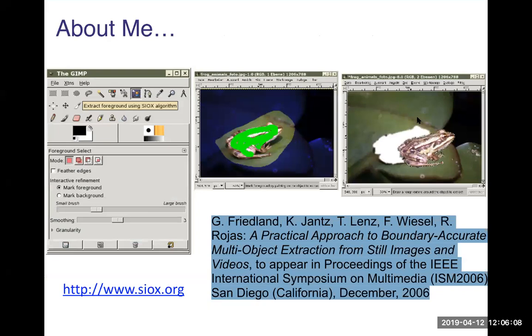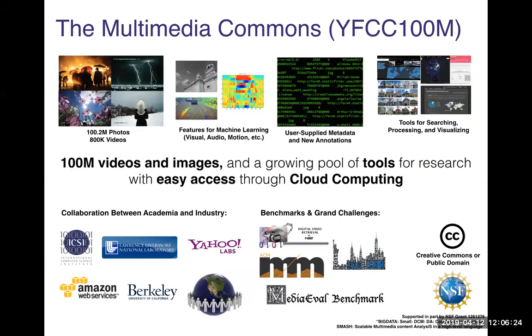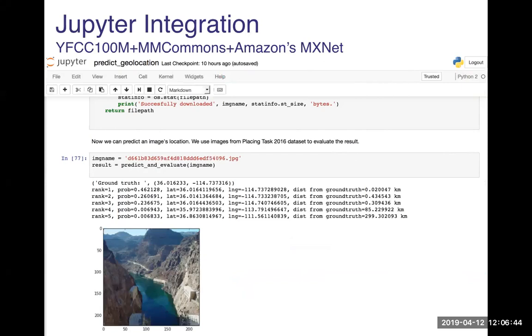Just about me, I've done AI for a long, long time. For example, something I did for my PhD, in 2006, is still in the GIMP, to automatically extract foreground from background. Much of my later work, mostly in multimedia, was creating a corpus and an infrastructure to give access to 100 million images and a million videos for research. And not just give access, of course; I can dump a petabyte of data on you. The major point is to make it so that students can actually work with it, for example, for automatic location estimation.